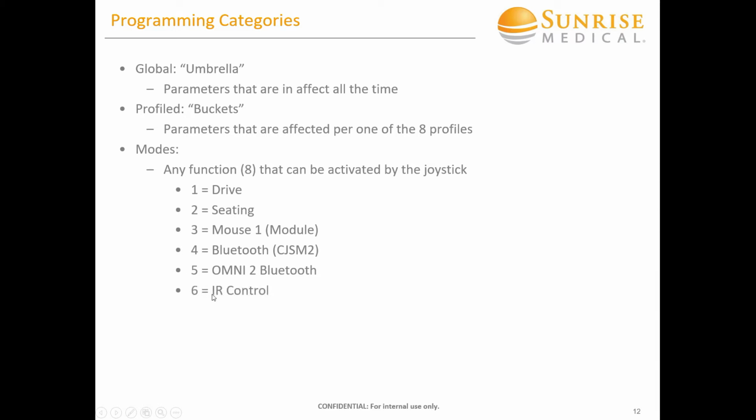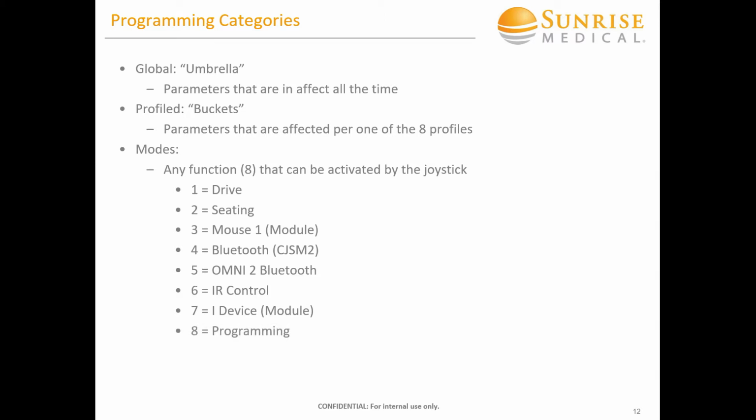Mode number 6 is for IR control. That gives you the capability through the joystick to control infrared devices such as TVs, home entertainment centers, those types of things that use infrared control. So mode 6 is going to be infrared. Mode 7 is like mode 3, in that it is a module that sits on the chair. It only does one connectivity, but this one does an iDevice, such as an iPhone or an iPad.